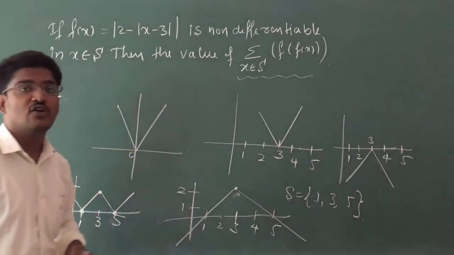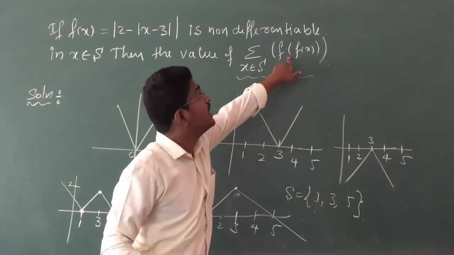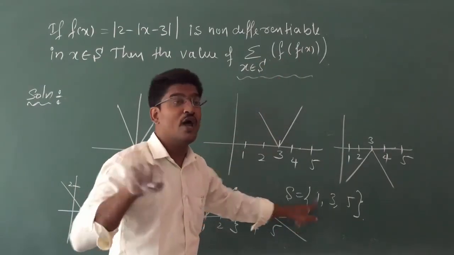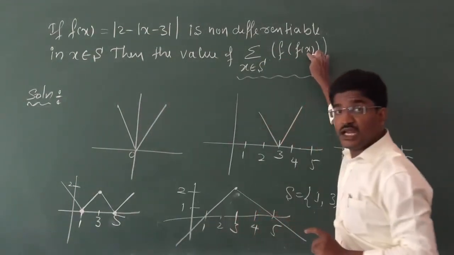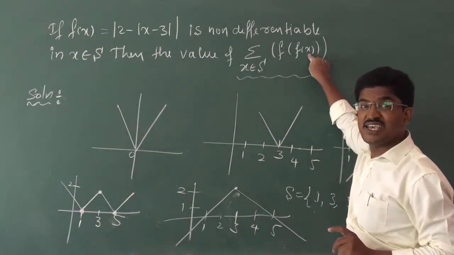1, 3, 5. Clear? So now you have to use these points here and you have to solve the summation. Okay, so first I will use f of 1. If I put 1 here, this is f of 1. Clear? So let us see what is f of 1.